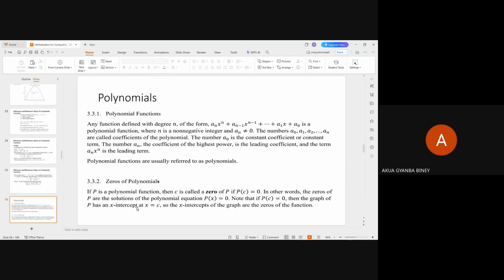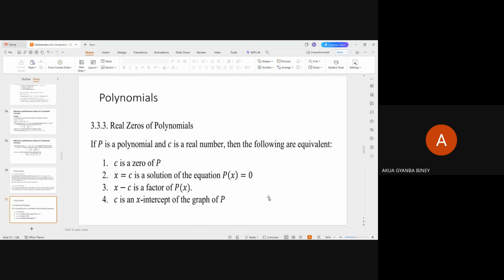So the first one we see is zeros of polynomials. If P is a polynomial function, then c is called a zero of P if P of c is equal to 0. In other words, the zeros of P are the solutions of the polynomial equation when it equates to 0. Note that if P of c is 0, then the graph of P has an x-intercept at x equals c. So the x-intercepts of the graph are zeros of the function.